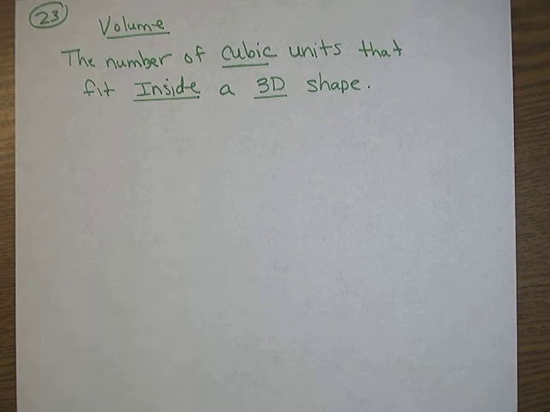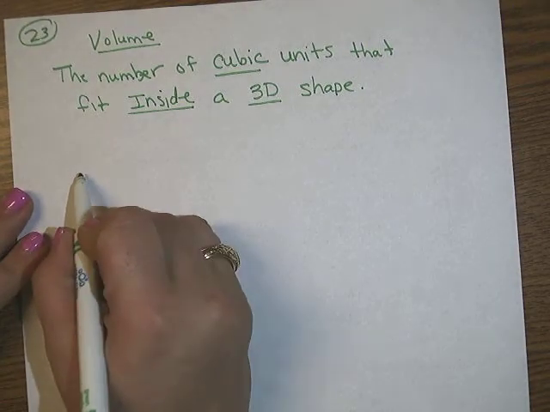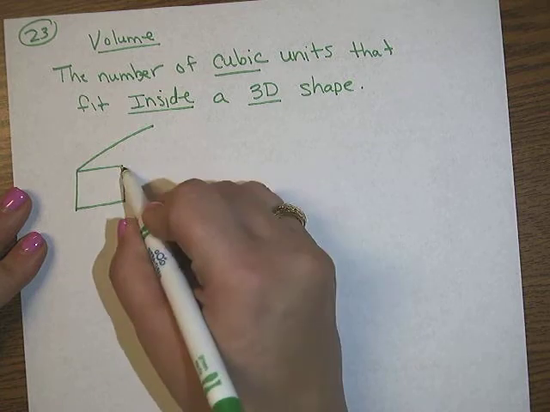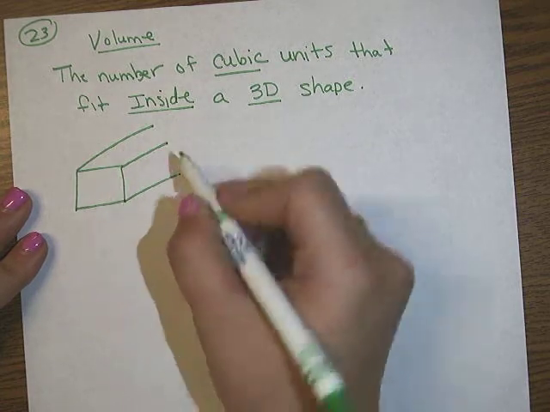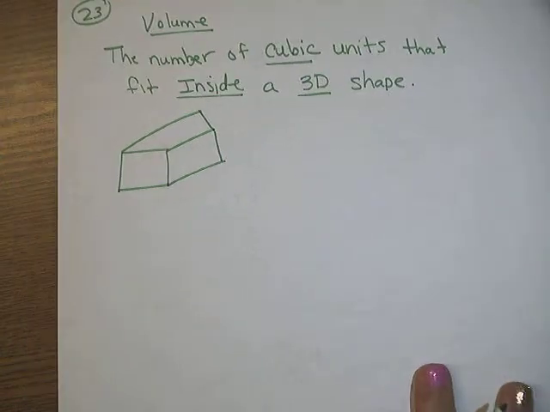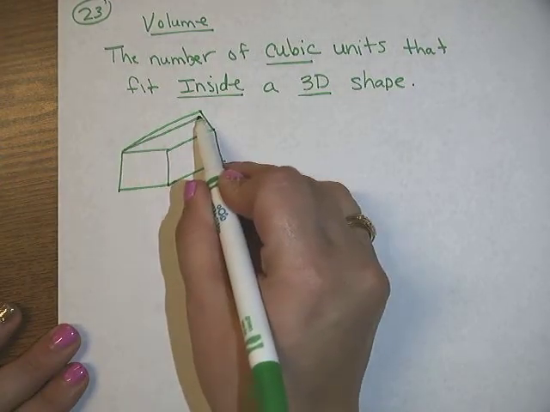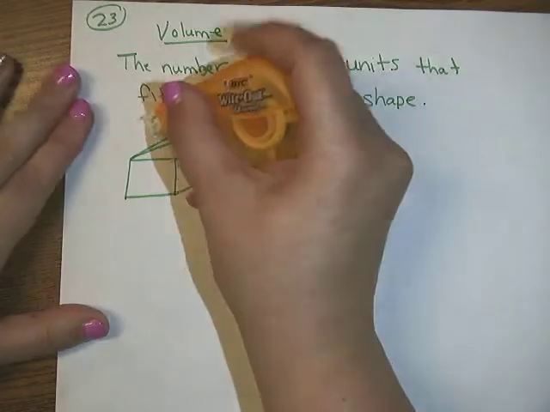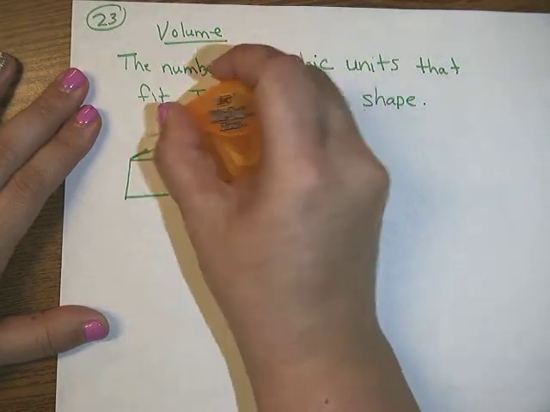Okay, there are a lot of shapes to talk about. Today we're going to talk about first a rectangular prism. Okay, I'm not a very good artist, so just do your best. I'm sure it looks better than mine. Sorry, I'm not a good artist. Okay, so a rectangular prism.